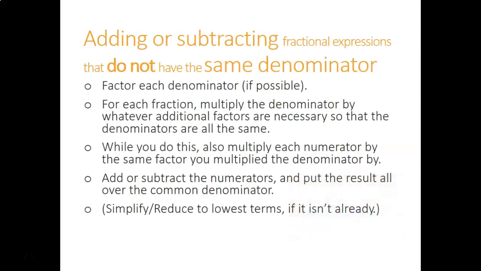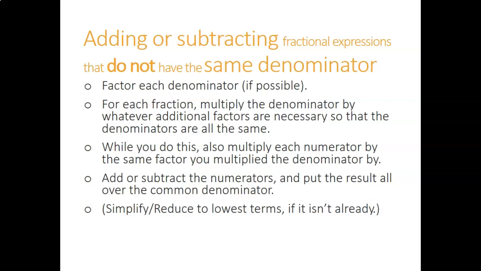Okay, now for the hard part. What if you're adding or subtracting fractional expressions that do not have the same denominator? Well, then you've got to get them to have the same denominator before you can combine them. How do you do that? How does that work? Well, factor each denominator, if you can, and then for each fraction, multiply the denominator by whatever additional factors are necessary so that the denominators are all the same as each other.